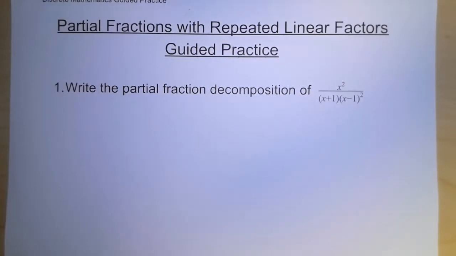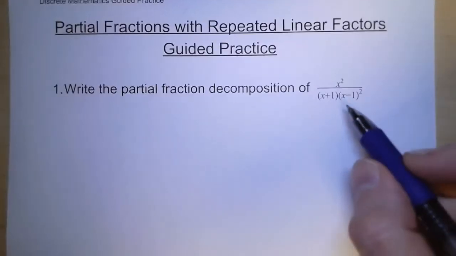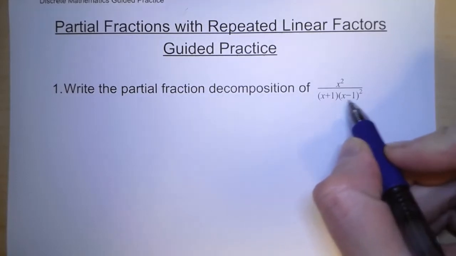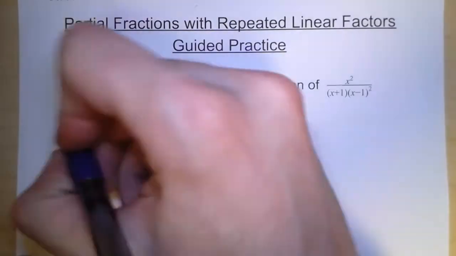So let's get started. Now in our previous video, we talked about how to do partial fraction decomposition when the factors are all different. But what's new in this video is dealing with partial fraction decomposition when you have a factor like this, x minus 1, which is squared. So let's set this up.